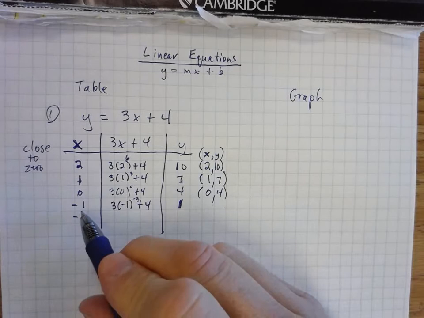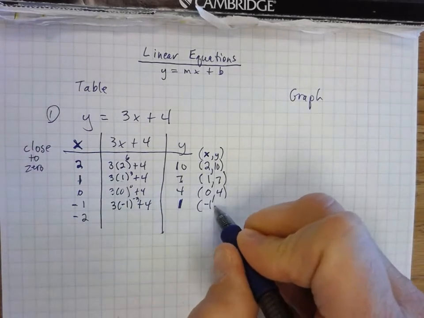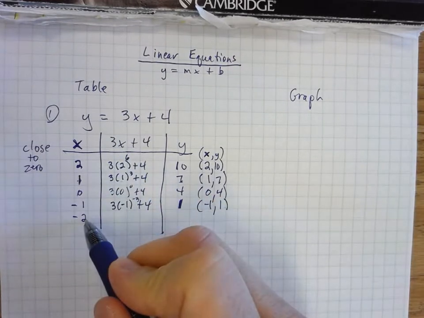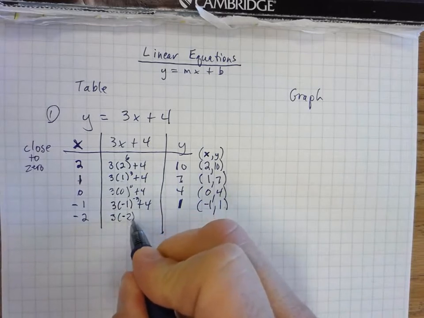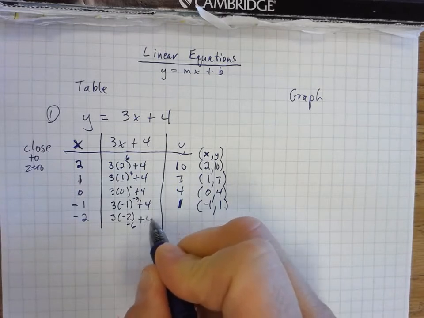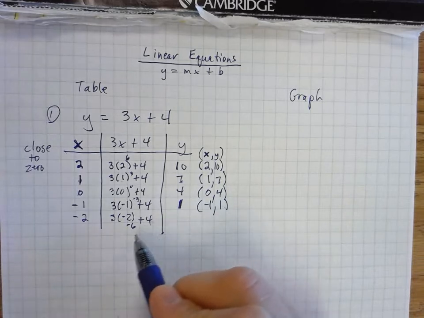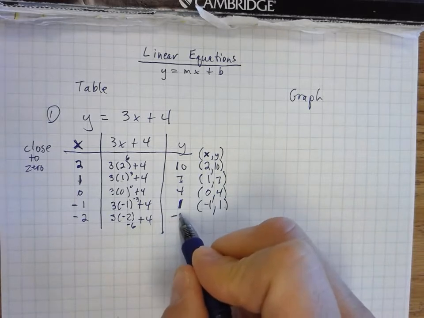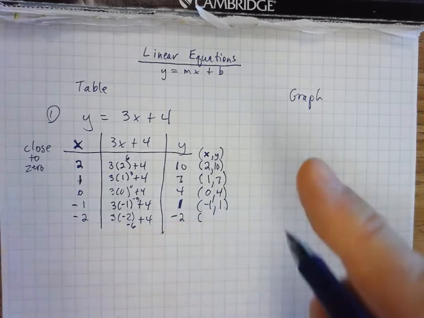So my ordered pair is going to be -1, +1. Again, the x comes before the y. -1, +1. And then my next x number I'm going to put in there is -2 for x. So I'll substitute it in there. 3 times -2 is -6 plus 4. What's -6 plus 4? Well, again, they're different signs, so you subtract them and take the sign of the bigger number. That would be -2. So my ordered pair is going to be -2, -2.